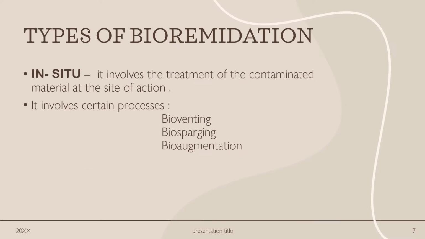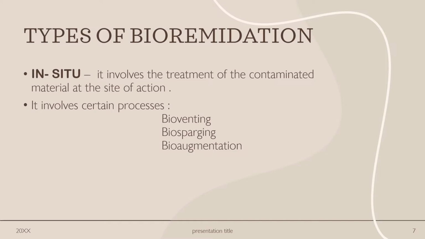Now, there are different types of bioremediation. First is in situ and second is ex situ. In situ involves the treatment of the contaminated material at the site of action. So the treatment will occur at the site itself. This in situ bioremediation involves certain processes which include bioventing, biosparging and bioaugmentation.